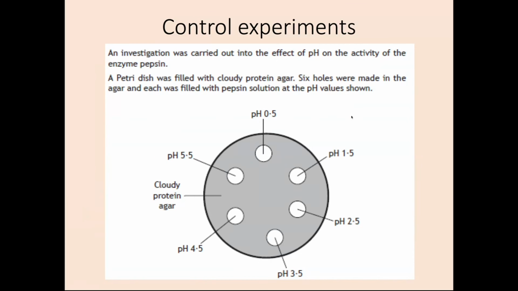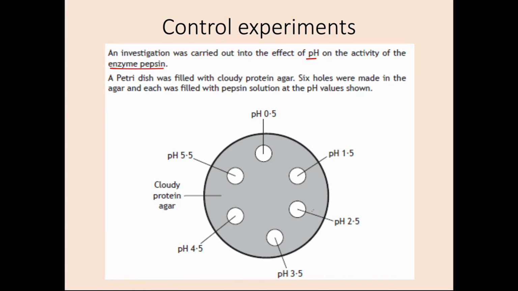Having a look at this one, we've got an investigation that was carried out into the effect of pH on the activity of the enzyme pepsin. The effect of pH on the enzyme pepsin. I'm just going to underline the important things here: pH, enzyme pepsin. So what would be the control experiment for this one? Well, they're changing the pH to see how the enzyme is going to react at those various pHs.